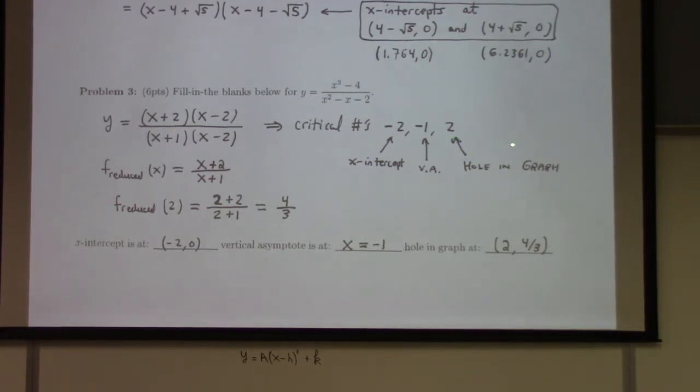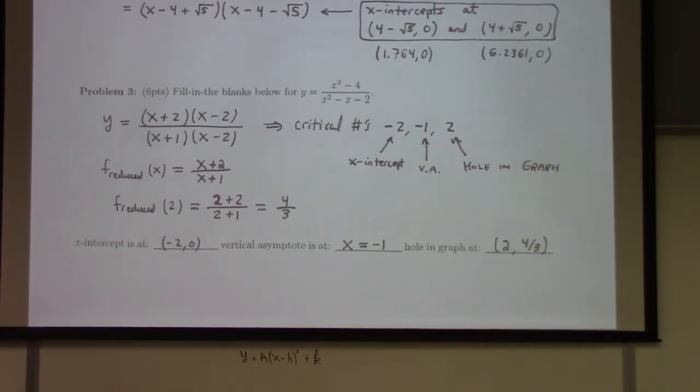I know that 2 is a hole in the graph because there's an x minus 2 above and below, right? Same order, that makes it a hole. I know that minus 1 is a vertical asymptote because I've got this x plus 1 downstairs, and I don't have any compensating x plus 1 in the numerator, right? So it's just a plain old vertical asymptote. And minus 2 is an x-intercept because I've got an x plus 2 up here, and there's no compensating, balancing x plus 2 downstairs to undo it, you know?